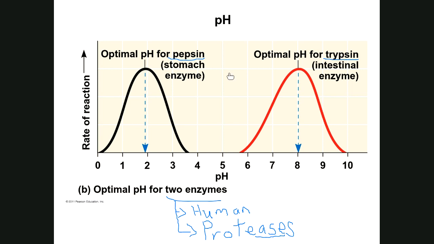Pepsin is a digestive enzyme produced by cells of the stomach, so sometimes it's called a stomach enzyme. Trypsin is a digestive enzyme that is actually produced by the pancreas and released into the small intestine. So it says intestinal enzyme, but it's not produced there. It's released into the small intestines, so that's where it does its job. That's why they call it an intestinal enzyme.